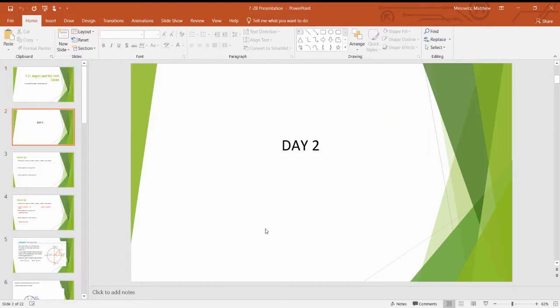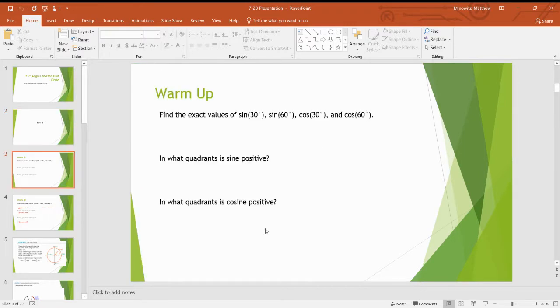So we're going to start day 2 with a warm-up. I want you to use the special right triangles to find the exact values of the sine of 30 and the sine of 60 and the cosine of 30 and the cosine of 60. And I want exact values, so I don't want decimal approximations. None of these answers are going to have decimals.